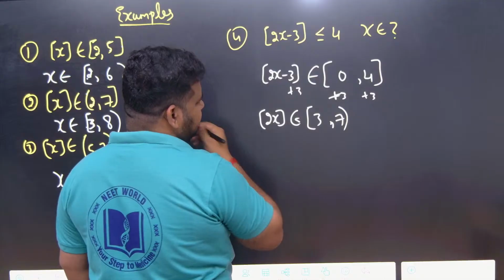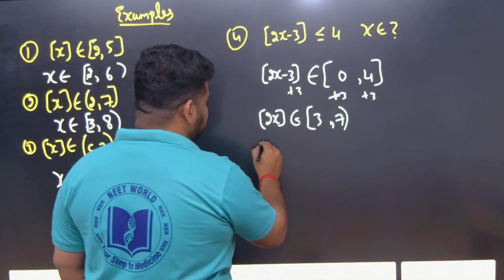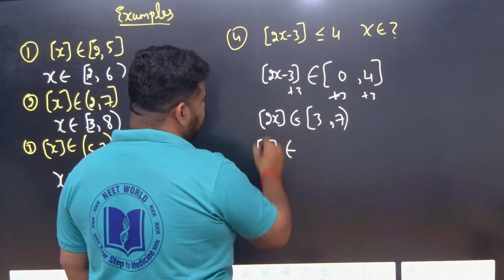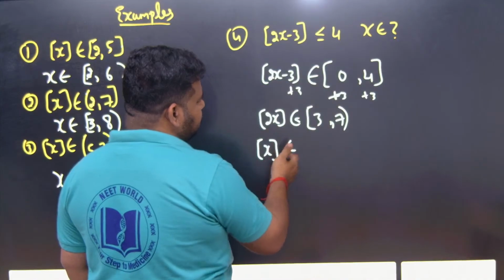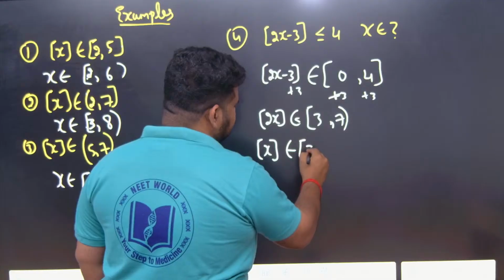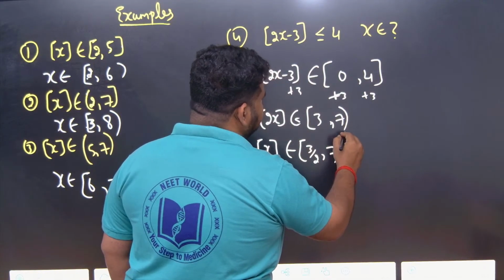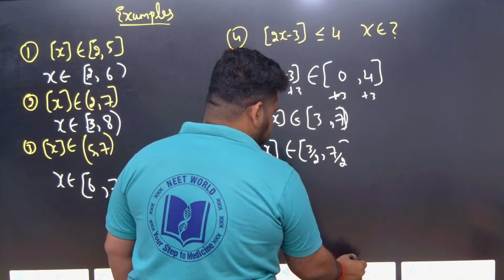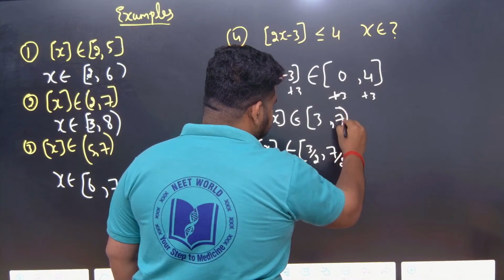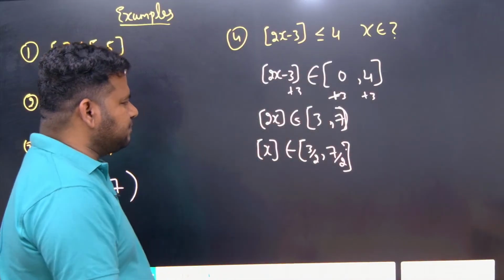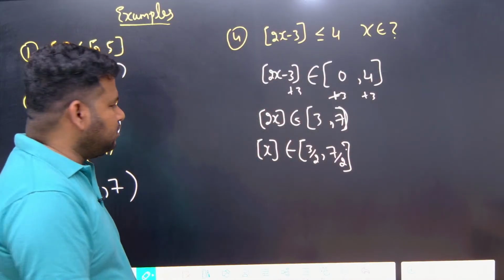So 2x is there, but I need only modulus of x, not 2x. So what I will do? If I have to remove this 2, I will divide by 2. So this will become 3 by 2 comma 7 by 2. This is a closed interval, everywhere it is closed. So modulus of x is belonging to 3 by 2 comma 7 by 2, closed interval.